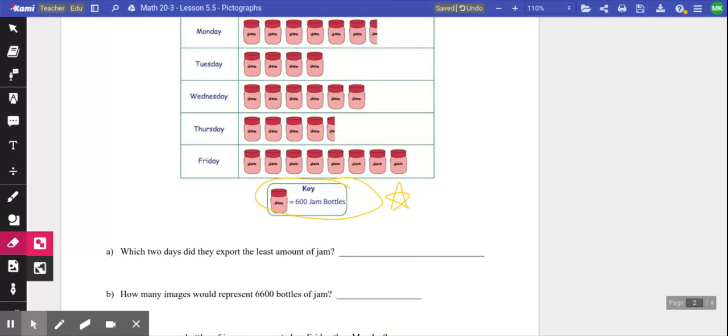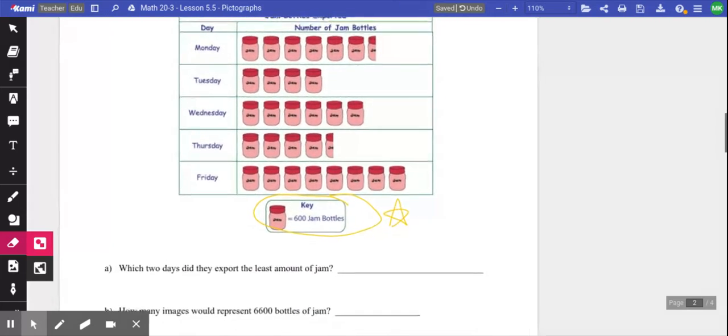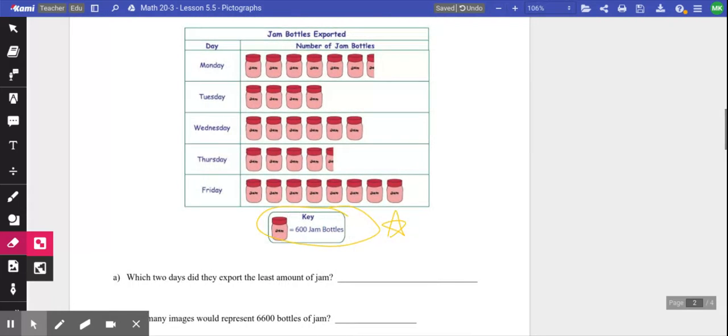So let's answer some questions. A, which 2 days did they export the least amount of jam? The least means the lowest amount. The lowest amount would definitely be Tuesday. The second lowest amount would be Thursday. So it would be Tuesday and Thursday.